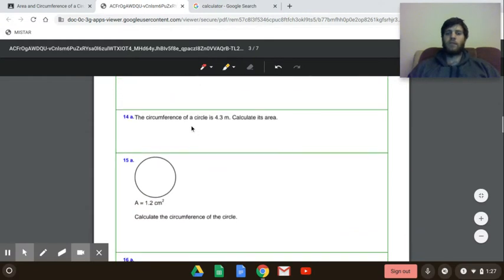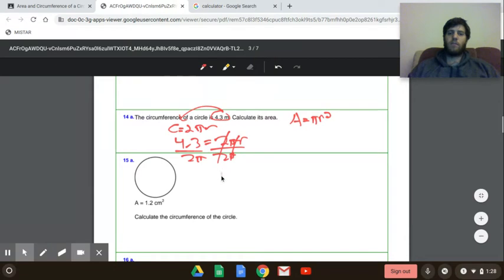Okay, you have a circumference here. They want the area. Right, so you're going to have to plug in your circumference. So 4.3 equals 2 pi r. You want the radius, so you got to divide both sides by 2 pi. Right? And then whatever you get here, 4.3 divided by 2 pi for your radius, you then need to substitute it in for the radius over here in the area equation to get the area.